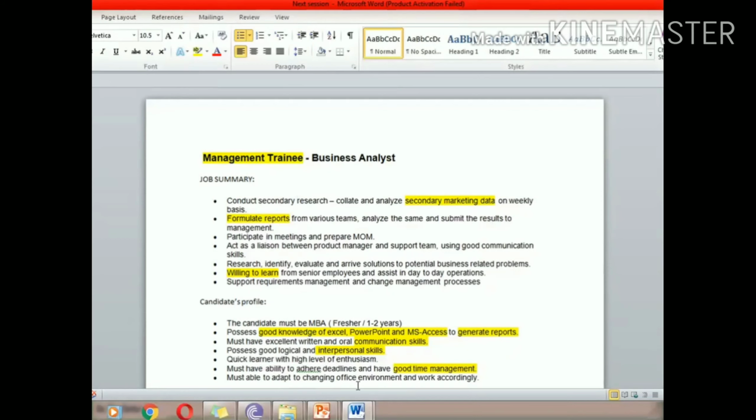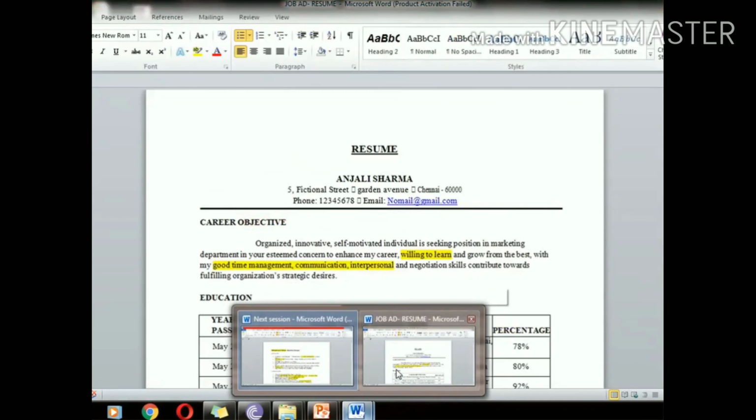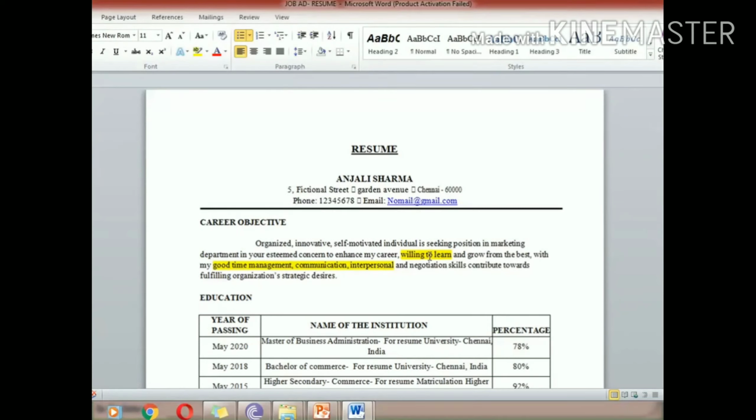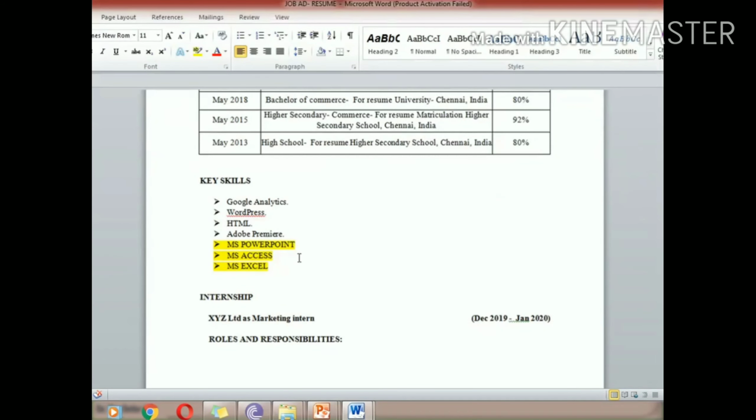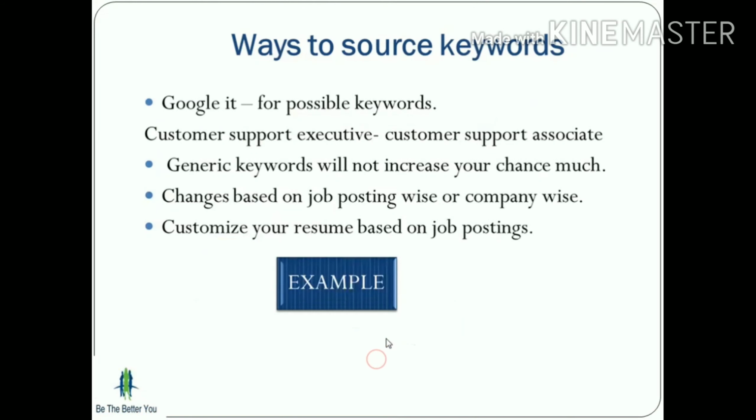So here if you see, I have highlighted and added or modified keywords in the resume. This is one way of optimizing your resume, which will increase your chance of getting selected by more than 70%. If you want me to make a separate video on ways to source keywords or optimize your resume, let me know in the comment section, as there are a lot of ways that you can do it by yourself and increase your chance drastically in getting selected for the interview.